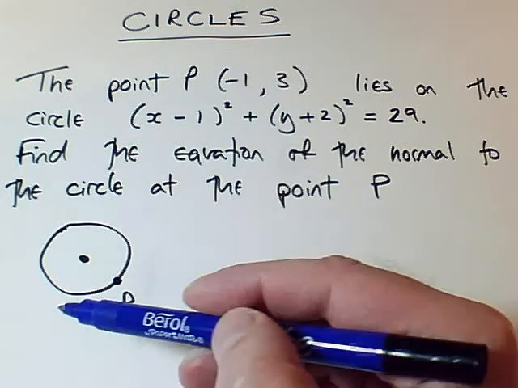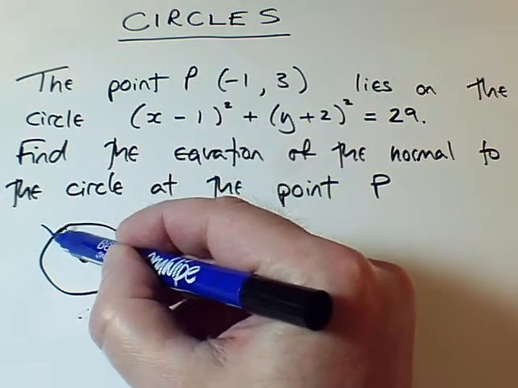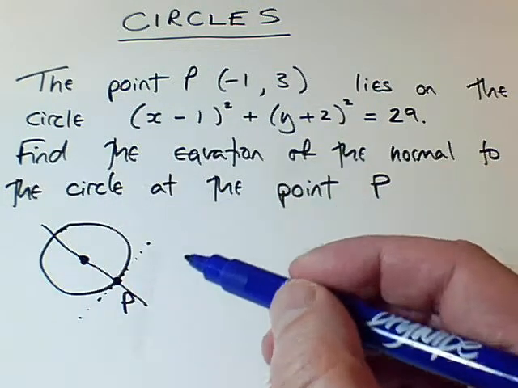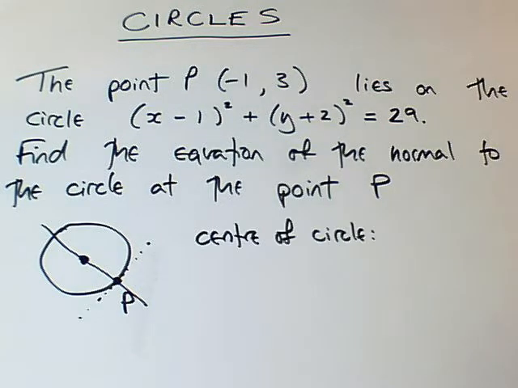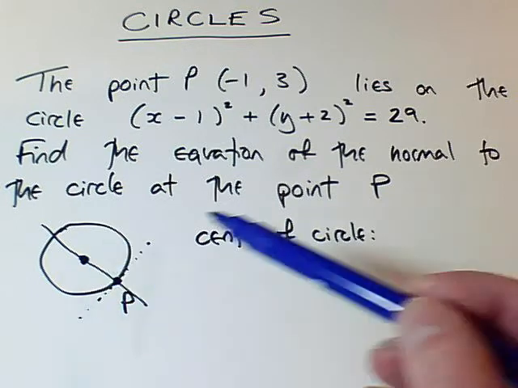The normal to the circle, here's the tangent, but the normal is at right angles to that. It's the line that goes through P and the centre of the circle. So I need to find the centre of the circle, and then I can work out the gradient essentially of the line between P and that other point.